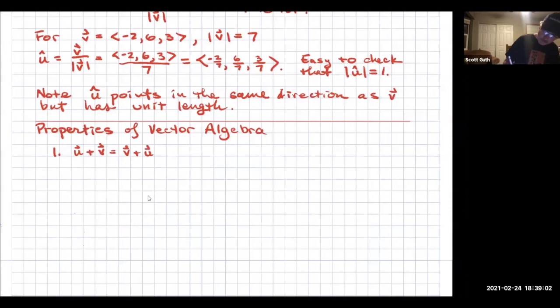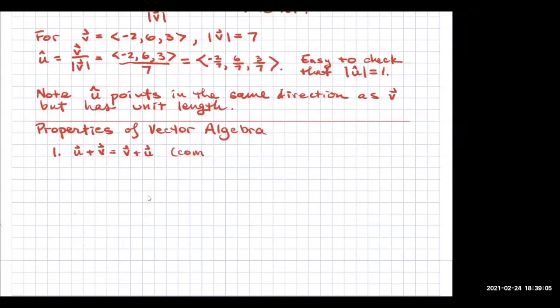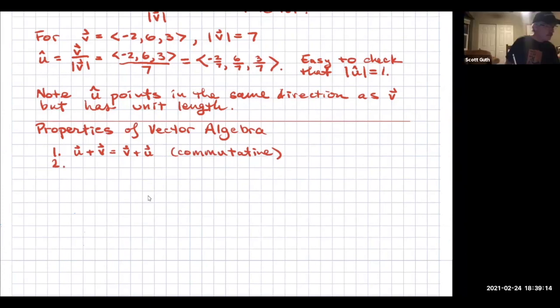So that's what's called a commutative property. Next is associative. So the grouping, it basically says it doesn't matter what order you add in. You can add the first two first or the second two first. Okay. So that's called associative.